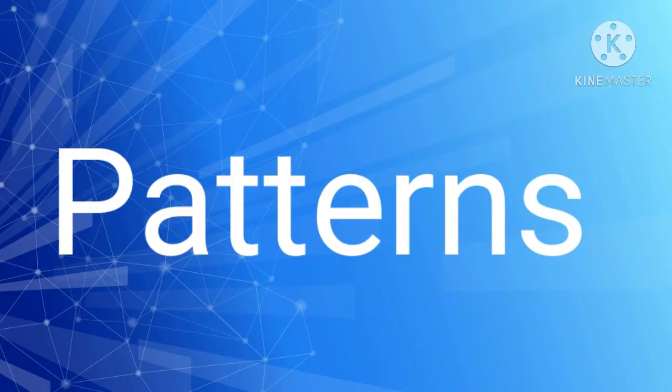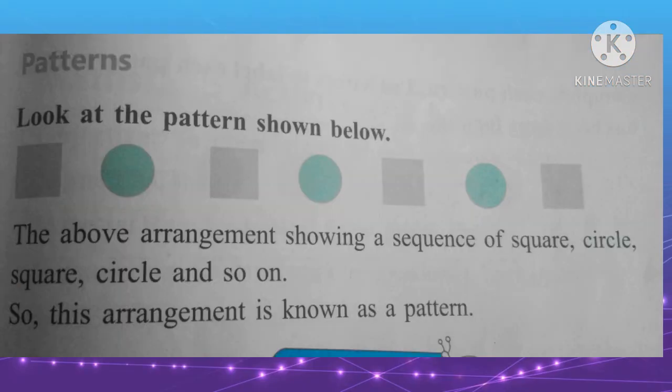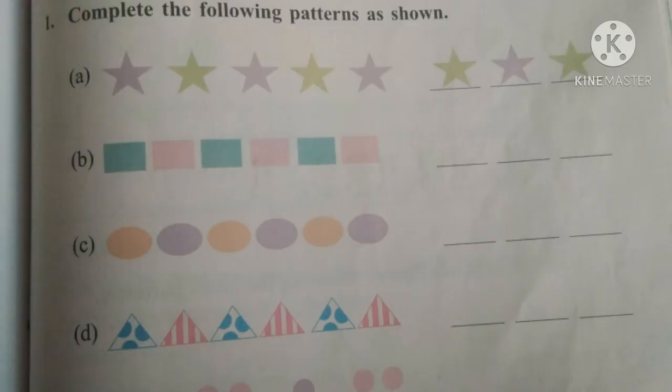Let us move to our next topic, patterns. Children, what is a pattern? Pattern means the above arrangement showing a sequence of square, circle, and so on. So, this arrangement is known as a pattern. Let us see how we can arrange these patterns.